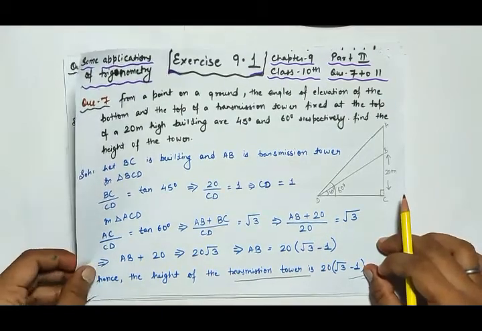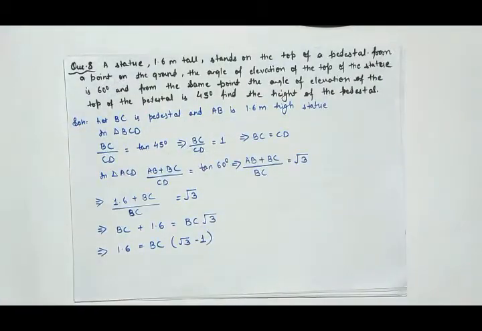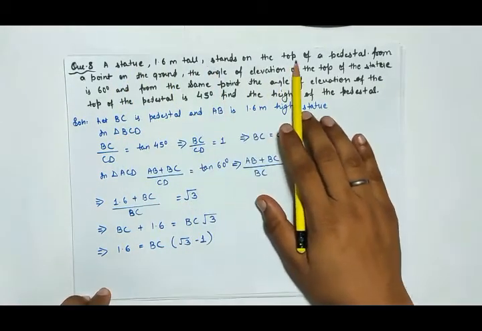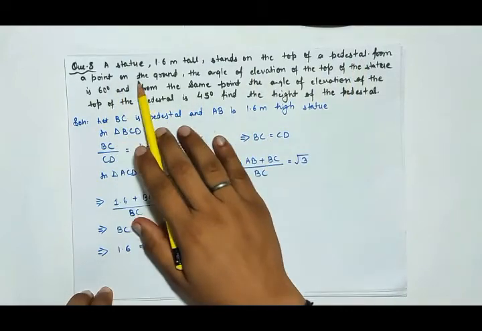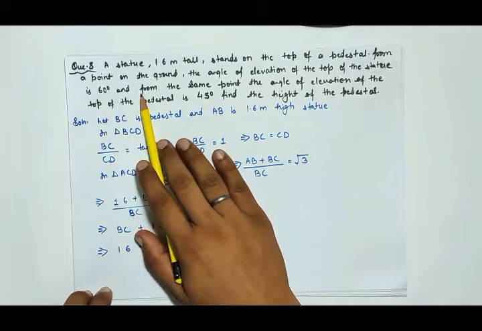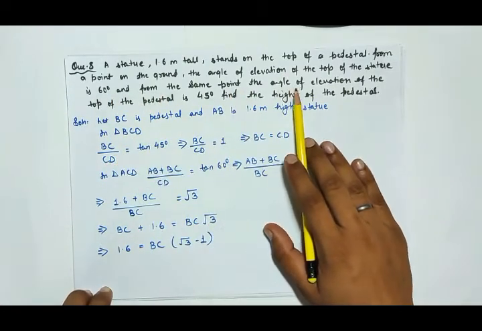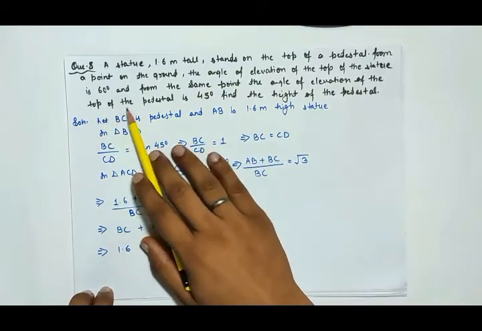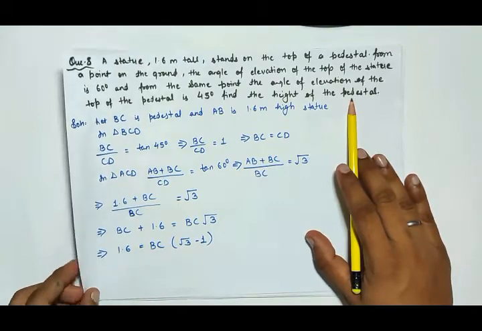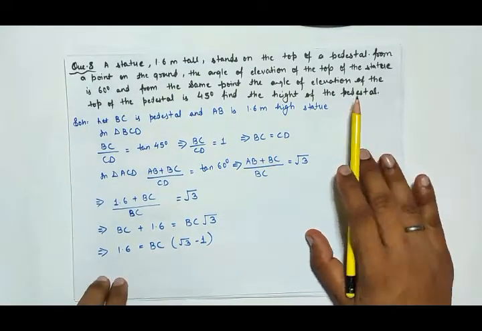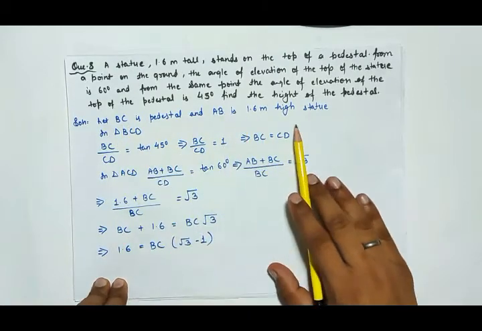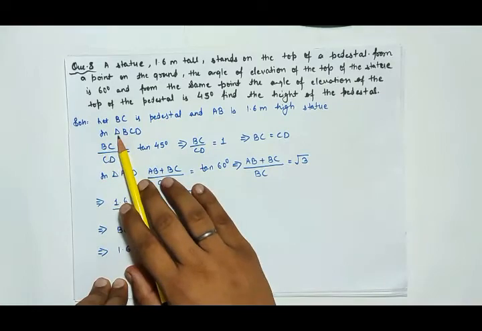So now let's move on to the next question, that is question number 8. Question number 8 says a statue 1.6 meter tall stands on the top of the pedestal. From a point on a ground, the angle of elevation of the top of the statue is 60 degree and from the same point the angle of elevation of the top of the pedestal is 45 degree. Find the height of a pedestal. So here, let's start with the solution. Let BC is pedestal and AB is 1.6 meter high statue.